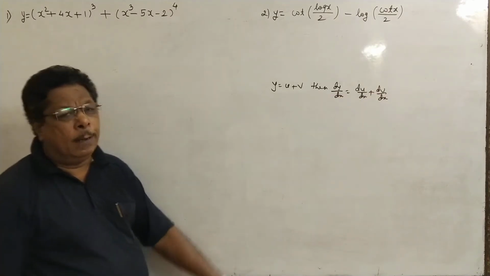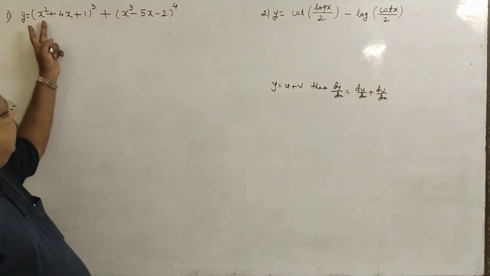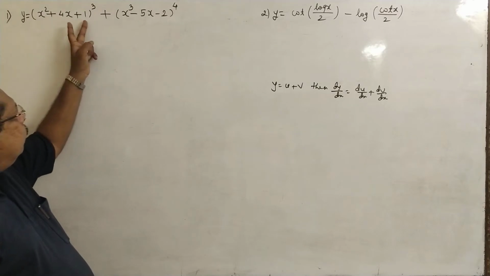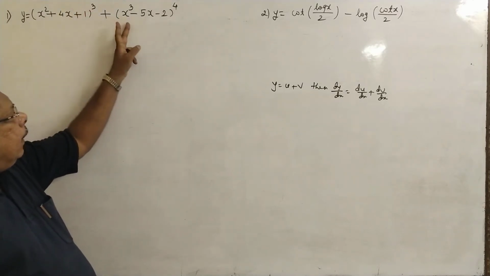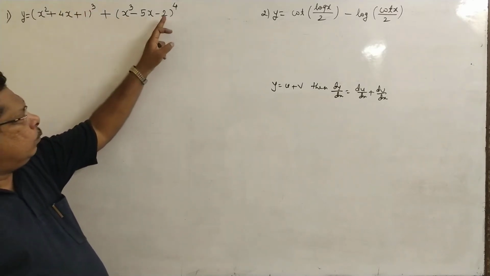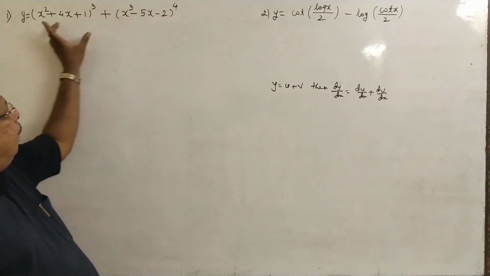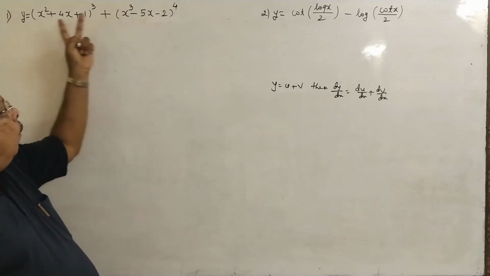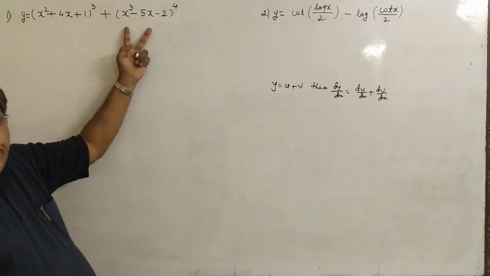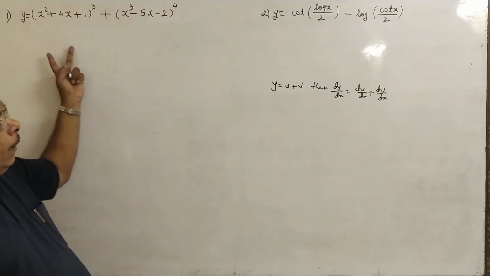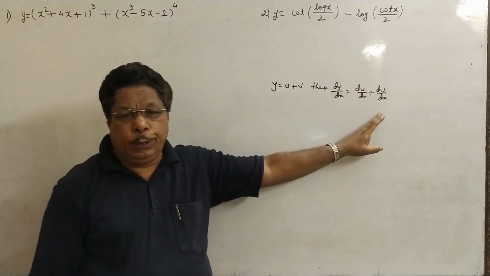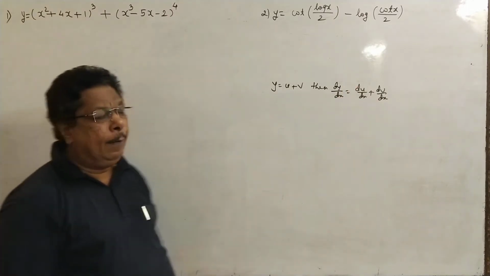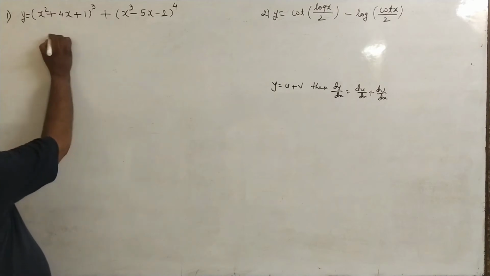Now see the first term, y is equal to (x square plus 4x plus 1) raised to 3 plus (x cube minus 5x minus 2) raised to 4. The first term is u and the second term is v. y equal to u plus v. Differentiate, you will get dy by dx is equal to du by dx plus dv by dx. Now differentiate this.